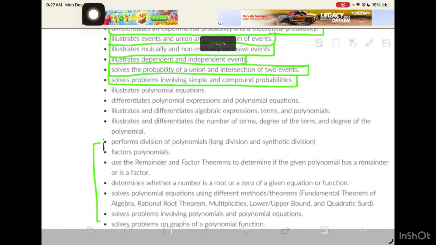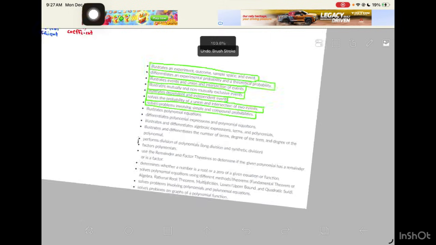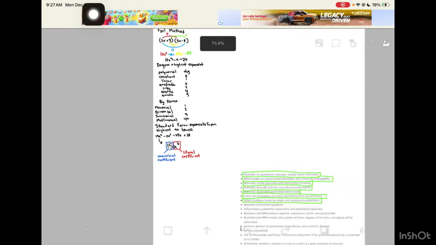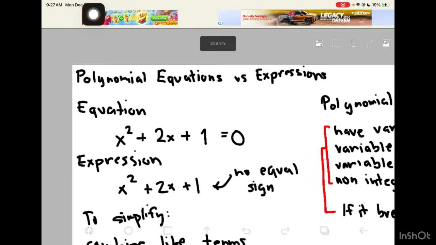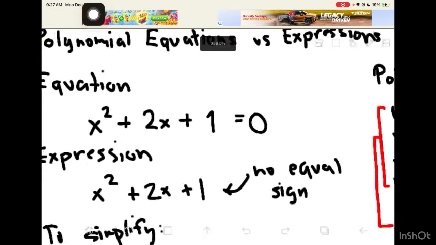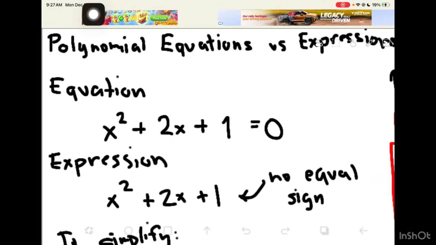So we're first on to the explanation, the terms. So let's start. So polynomial equation versus expression. The difference is very clear. In an equation, you have an equal sign, while in an expression, you do not.